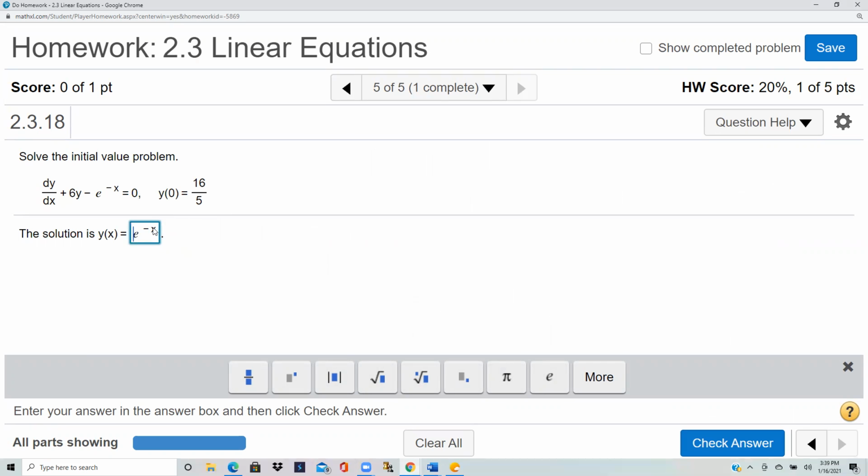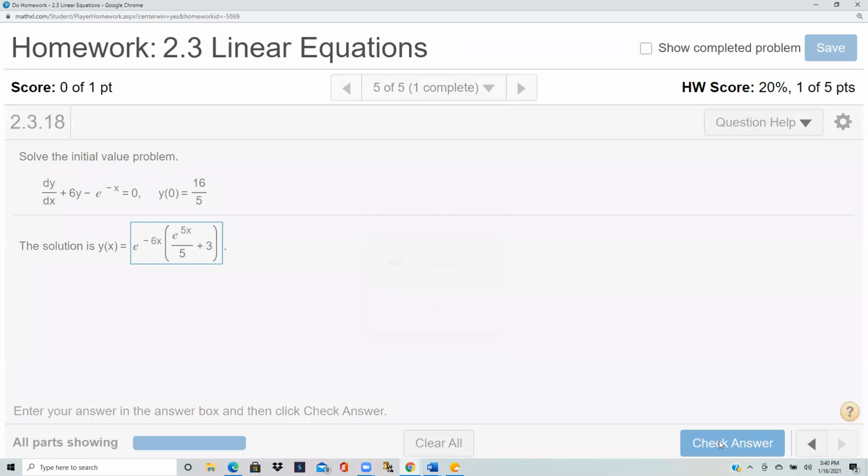So let's make it e to the negative 6x. Now this can be simplified, but you don't have to. e to the 5x over 5, parentheses, e power 5x over 5 plus 3. And that finishes section 2.3.